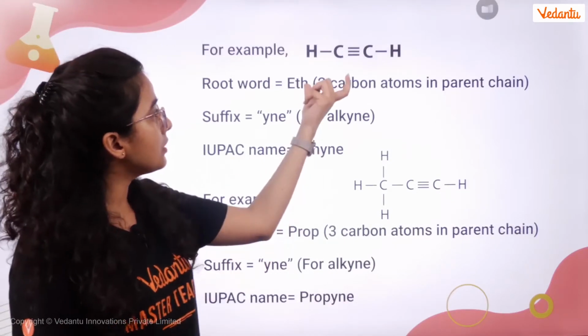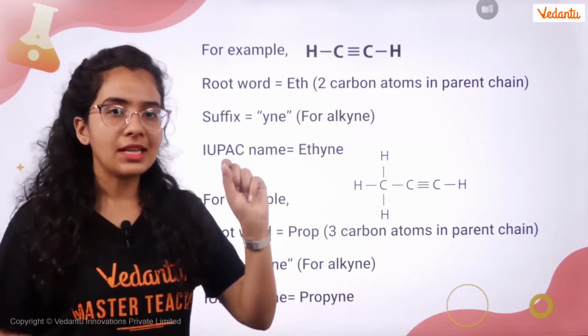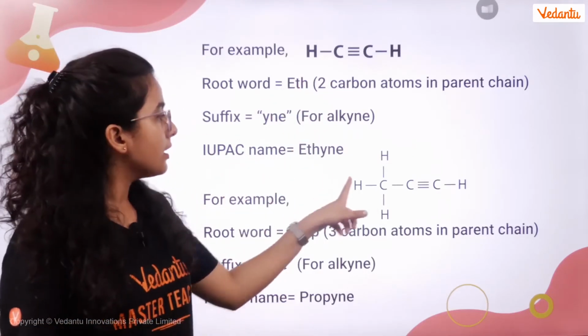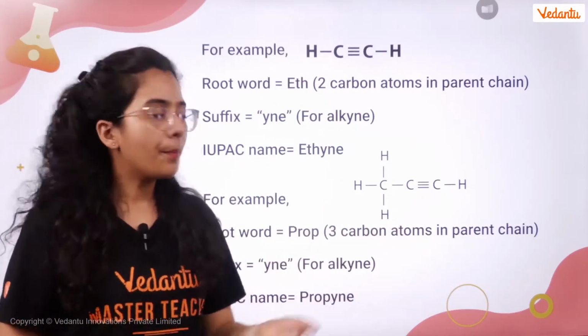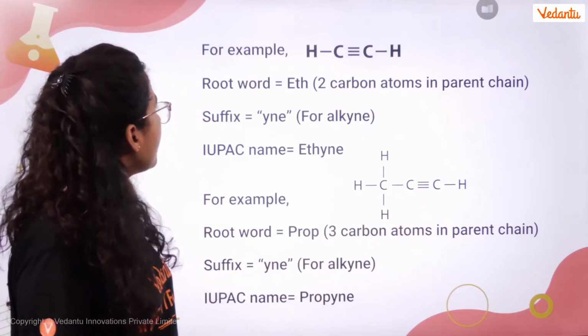For example, you see this compound, 2 carbon atoms, the root word is eth. Triple bond, so this is ine. So this is ethyne. Here 3 carbon atoms, so the root word is prop. Triple covalent bond, suffix is ine. So this is propyne. Okay.